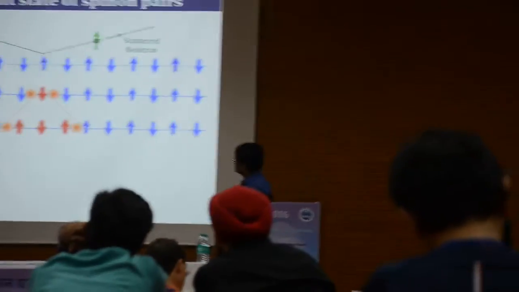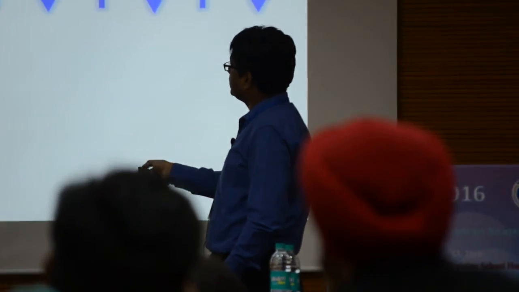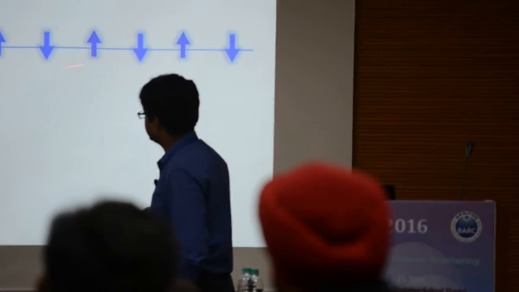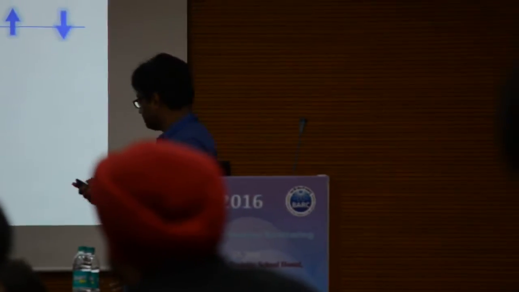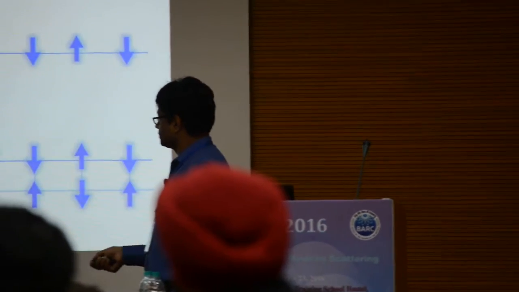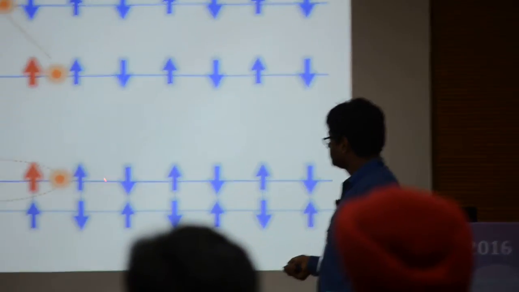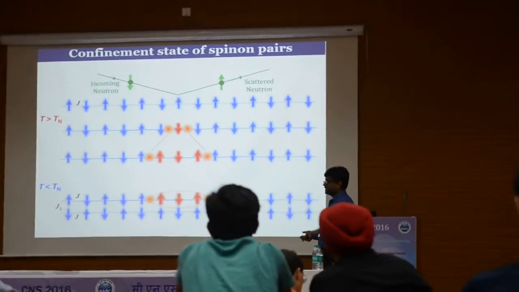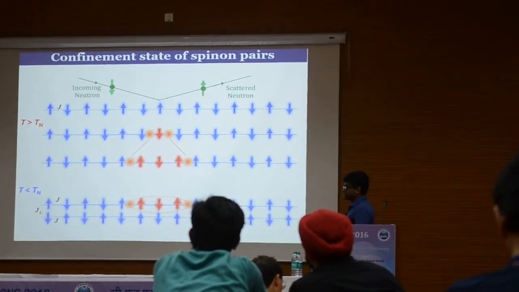How to understand this? When we are above the Néel temperature, a neutron comes and flips one spin, creating two spinons. In this one-dimensional state, they are free, they can move independently along this chain, there is no cost of energy. Now, if I cool the sample below the ordering temperature, there is a coupling between two chains. So if I want to move these spinons apart, we have to break this interchain coupling. That costs energy, and that's why these spinons are bound.